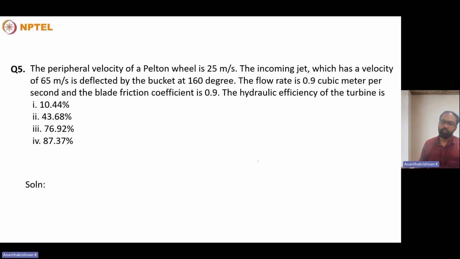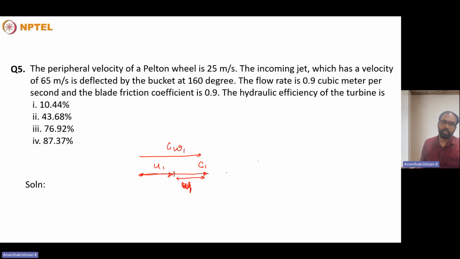We need to determine the hydraulic efficiency of the turbine. To determine this, we require the velocity triangles. At the inlet, there is no triangle. Since it's a Pelton wheel, it will be a straight line where this is the actual velocity C1, and if this is the blade velocity at the inlet, this one will be the relative velocity W1, and the whirl term is the whirl velocity at the inlet.